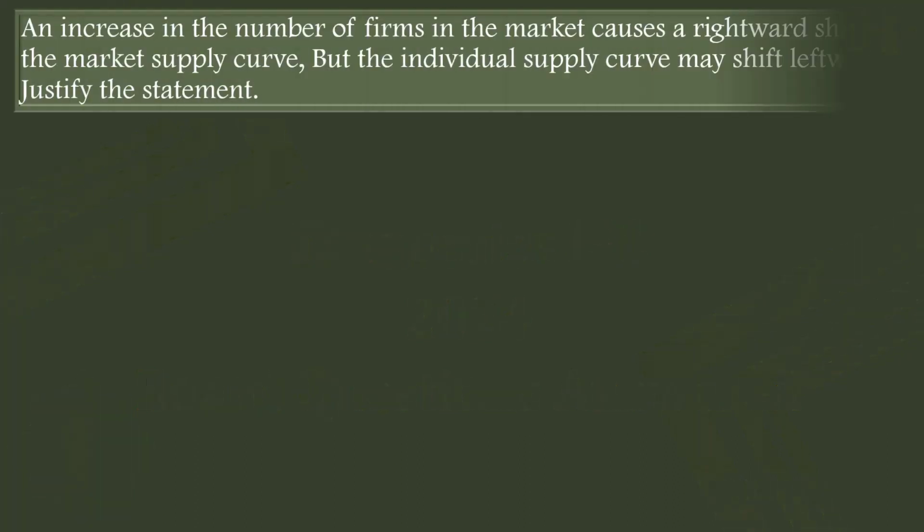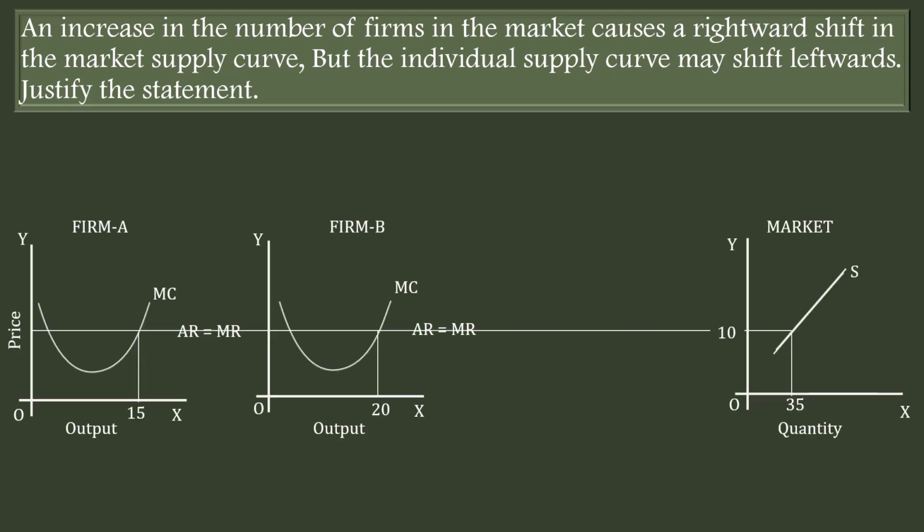First question. An increase in the number of firms in the market causes a rightward shift in the market supply curve, but the individual supply curve may shift leftwards. Justify the statement. Before answering this question, watch this short video clip.